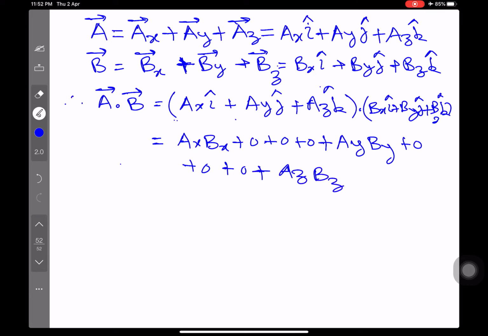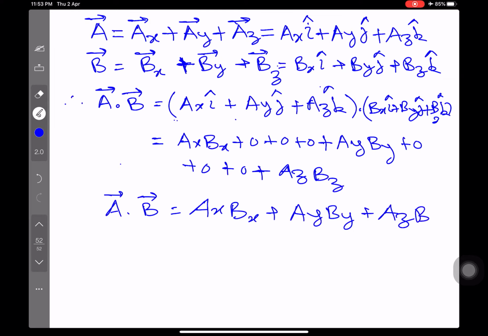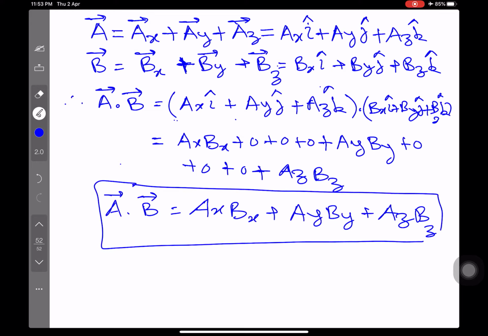So remember, A dot B equal to AX BX plus AY BY plus AZ BZ. So please remember this. Commit this formula to memory. So knowing AX, AY, AZ, BX, BY, BZ, we can find the dot product of these two vectors. Then we can also find the angle between two given vectors A and B.